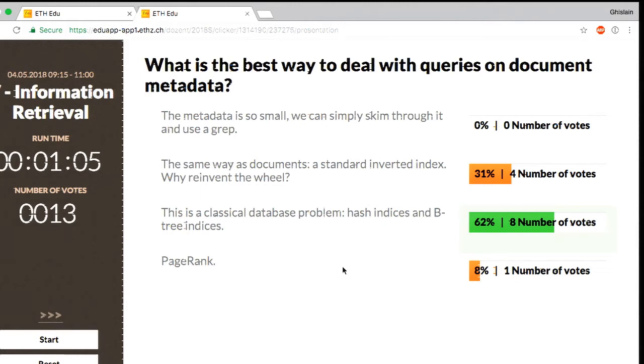Nobody answered. The metadata is so small. A fancy answer, this thing. And so here, of course, it's the wrong answer.